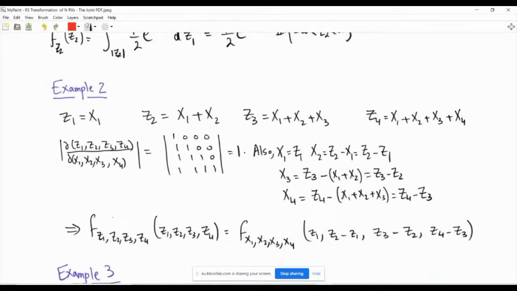Let's take a more complicated example: linear equations. We're still linear, because these are the easiest functions. It's a linear equation relating the z's to the x's, but now let's make things a bit more complicated by involving more random variables. In this example 2, we go from x1, x2, x3, x4 to z1, z2, z3, z4. Z1 is x1. Z2 is x1 plus x2. Z3 is x1 plus x2 plus x3. And Z4 is the sum of the four.